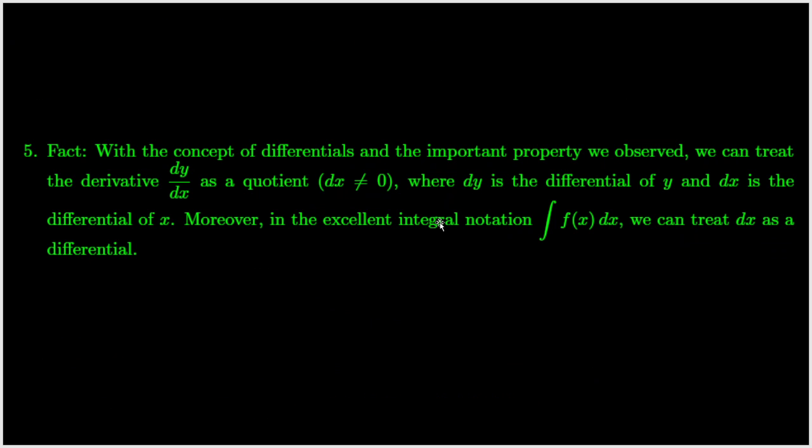Now, with the concept of differentials and the important property we've observed, we can treat the derivative, dy over dx, as a quotient, where dy is the differential of y and dx is the differential of x. This is true even if x is a function of t. Of course, this requires that dx is not 0. Moreover, this is the reason that, in the integral notation, we can treat dx as a differential.